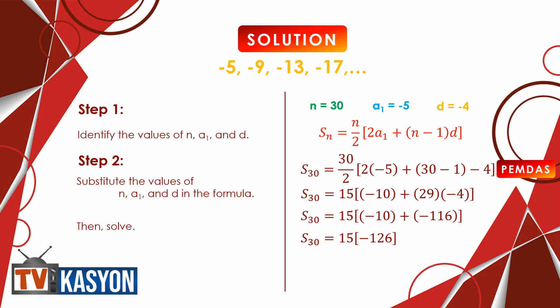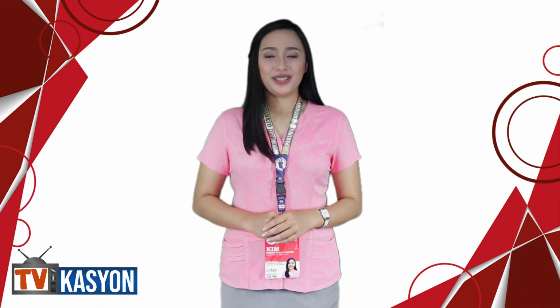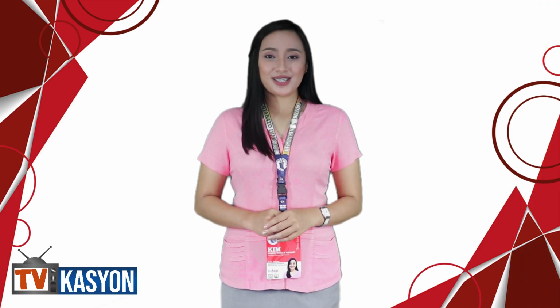-126. And 15 times -126 is -1890. Therefore, the sum of the first 30 terms of the arithmetic sequence -5, -9, -13, -17 is -1890. Good job, everyone! We're finally done with the discussion.